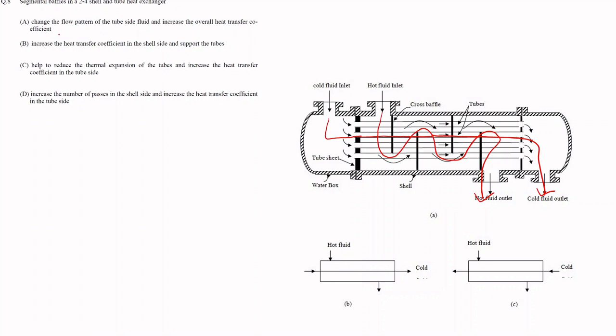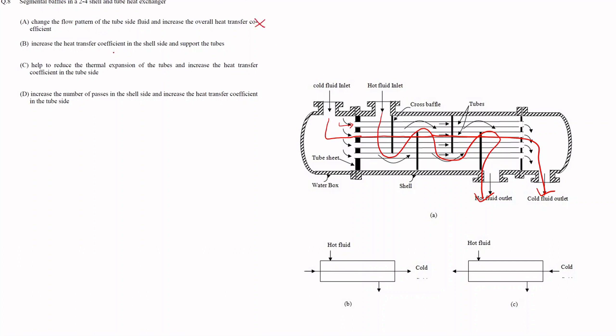So now let's look at the given options. Segmental baffles in a shell and tube heat exchanger: we have been asked to find the purpose of segmental baffles. The first option is whether it changes the flow pattern of the tube side fluid and increases the overall heat transfer coefficient. For the tube side flow we aren't changing the flow pattern, because if it is laminar it will stay laminar, and if it is turbulent the flow will stay the same. So the first option is incorrect.